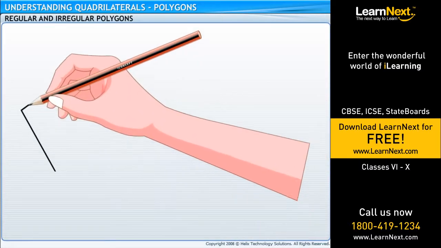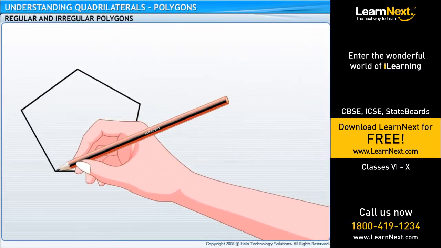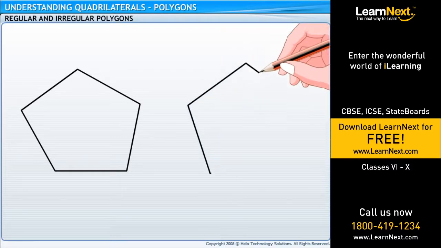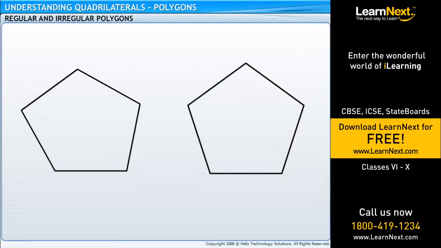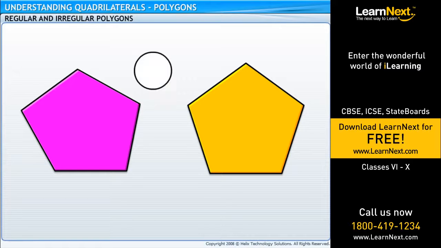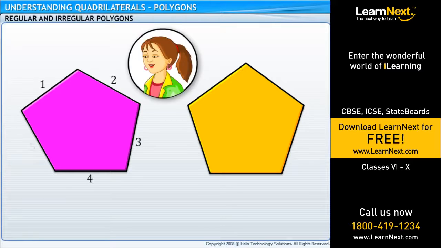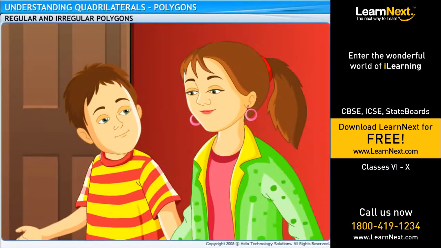Now let's differentiate between 2 polygons that have the same number of sides, based on the length of the sides and the measure of its angles. We have 2 polygons here. Alice, can you tell the difference between the polygons? The number of sides is the same for both the polygons. However, it seems that the first polygon is quite different from the second. How are they different, Alice?